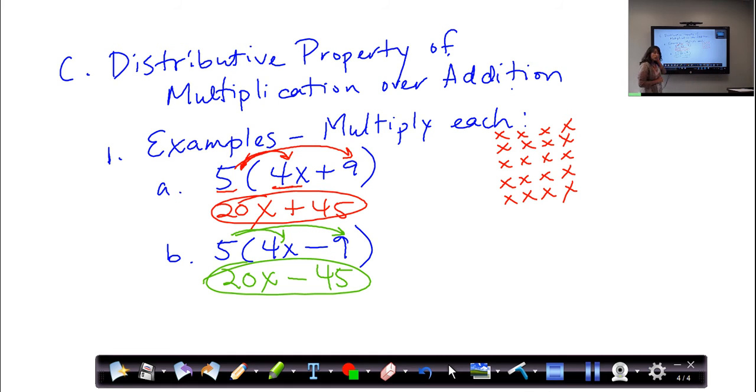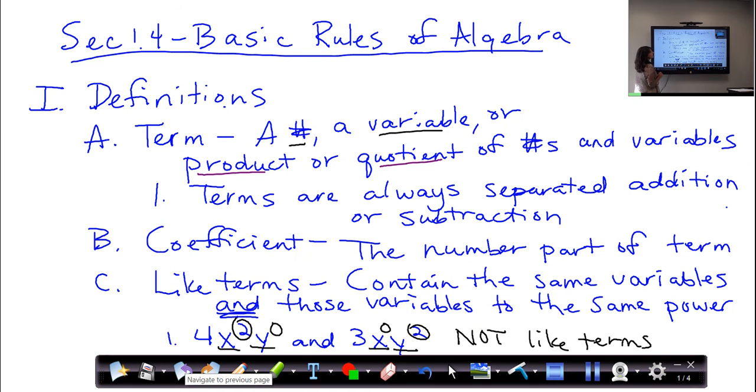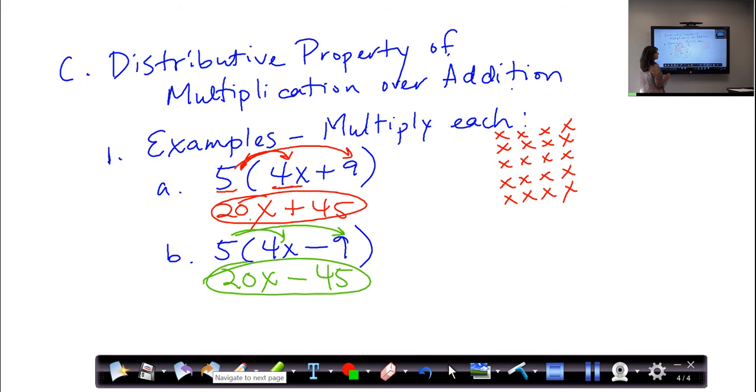Now, notice that in both of these, I did not take the 20x and add it to the 45. I did not take the 20x and subtract 45 from it because they are not like terms. Remember, that definition of like terms said that like terms are going to have the same variables and those variables to the same power. But if you'll notice in both of these examples, this one doesn't even have an x and neither does this one. So they are definitely not like terms. I cannot put them together.